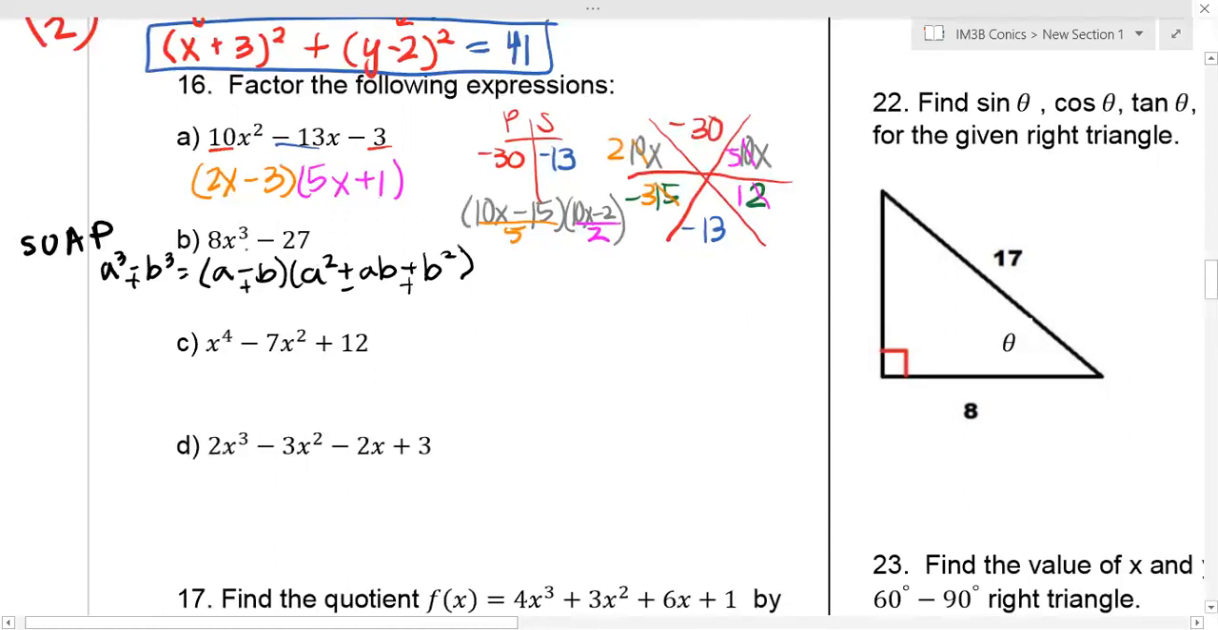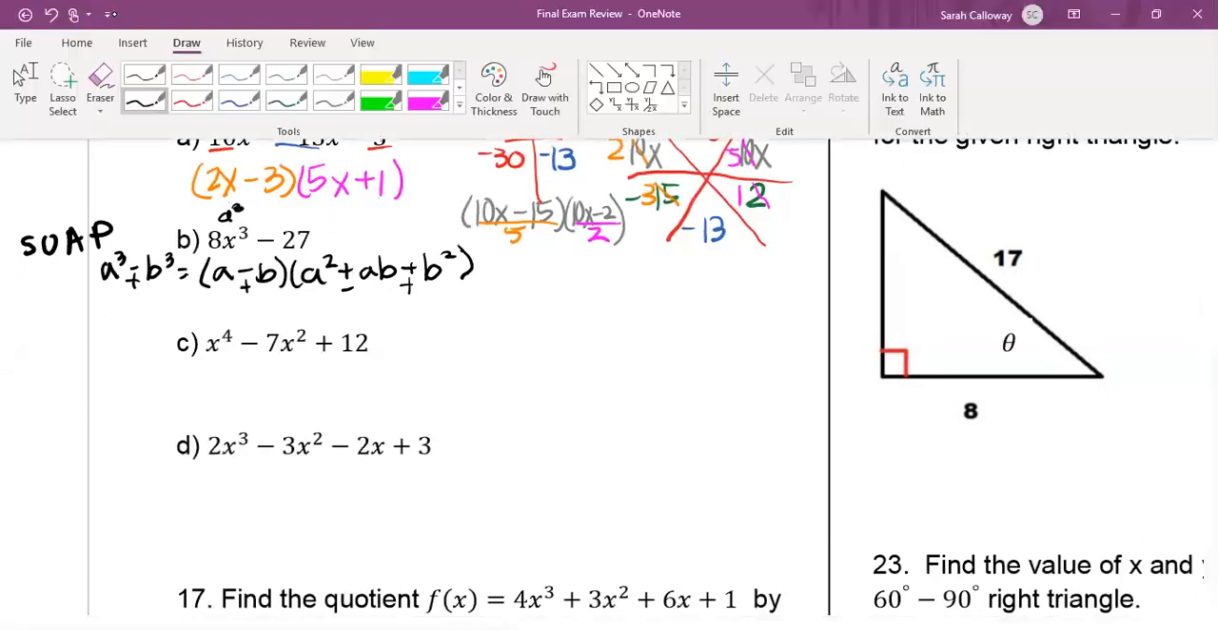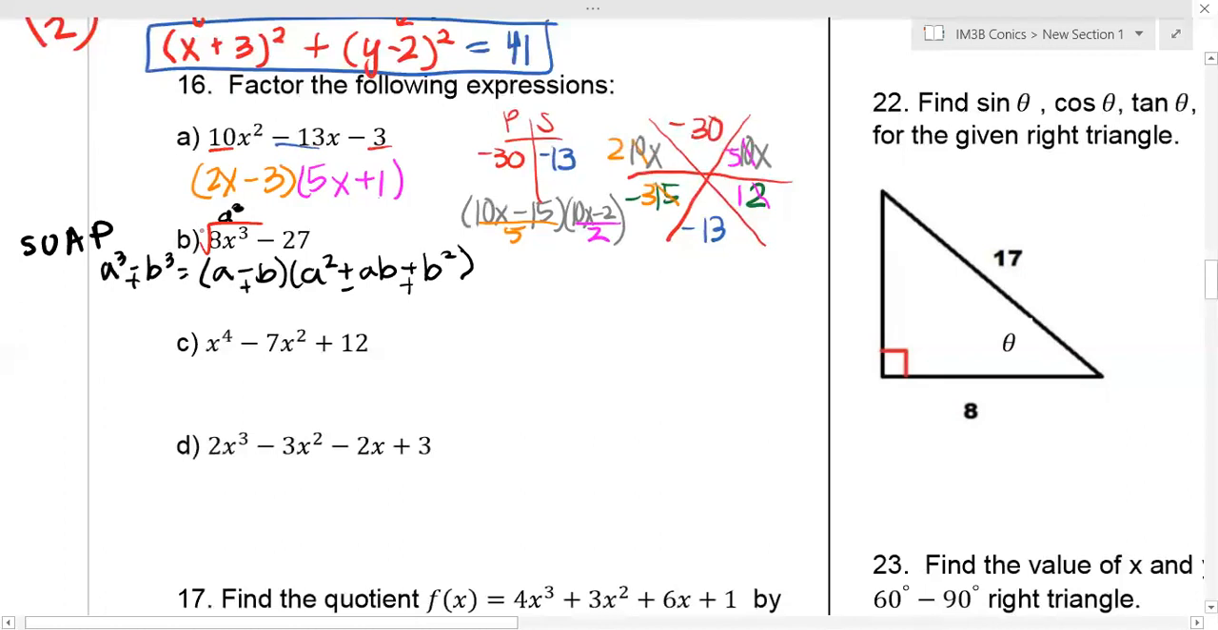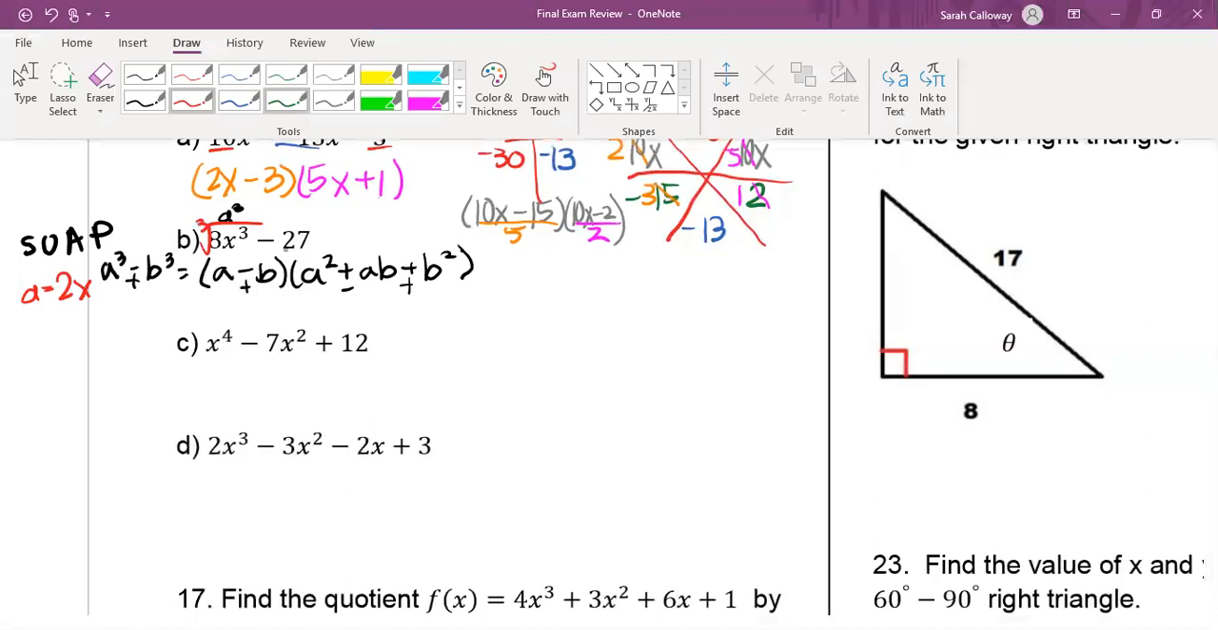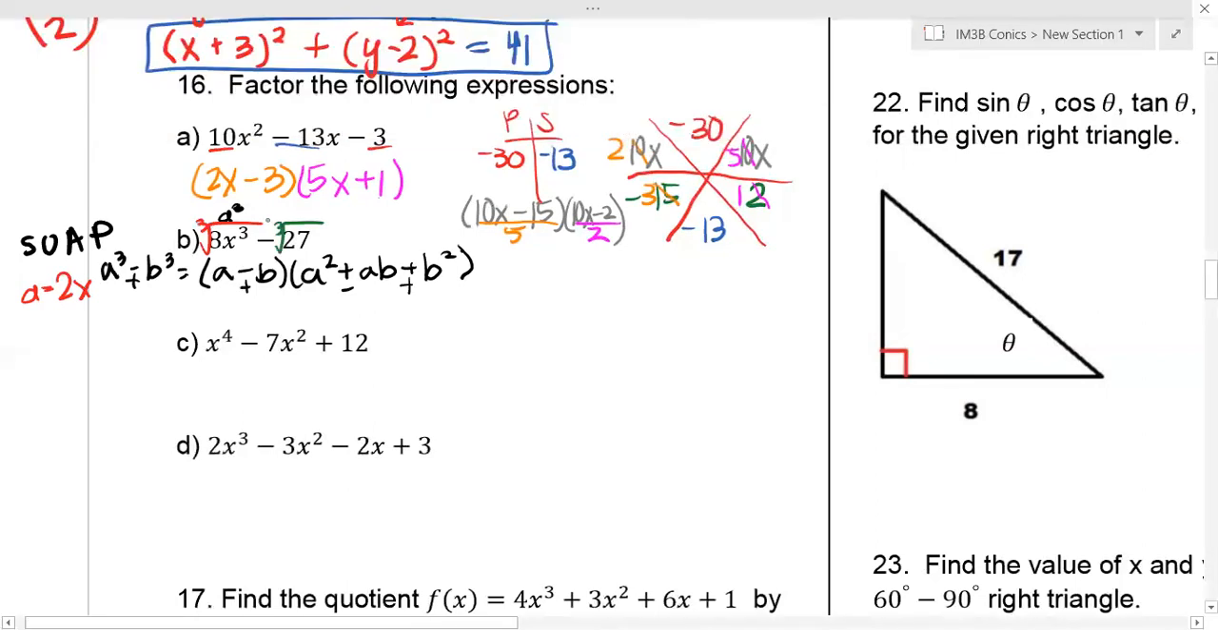So the first one's the same. So the A minus B is A minus B because it was A cubed minus B cubed. Then the opposite of that was positive, and then the last one's always positive. So looking at this, if this is A cubed, then I take the cube root of 8x cubed, which tells me that A is 2x. And then I take the cube root of 27, which tells me that B is 3.